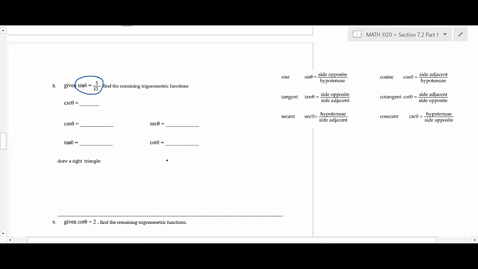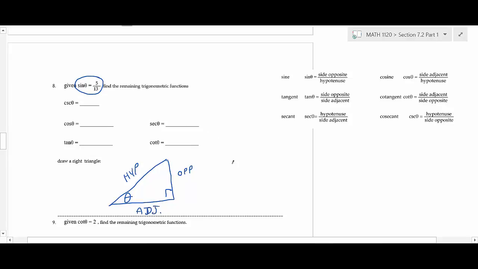Okay, so at this level of the class, let's just start by drawing a right triangle. You can call theta either of those angles if you want to. It doesn't matter. This can be theta or that can be theta. That's your choice. So if you look at this right triangle that I drew, that would be the hypotenuse, that would be the side opposite of theta, and that would be the side adjacent.